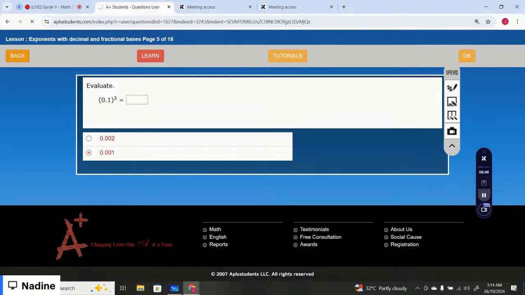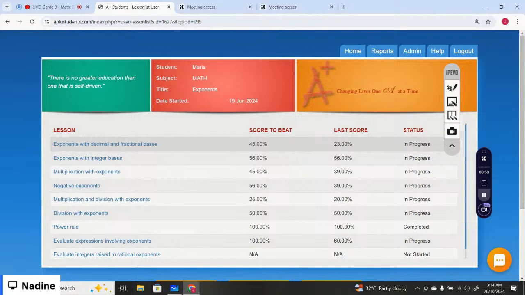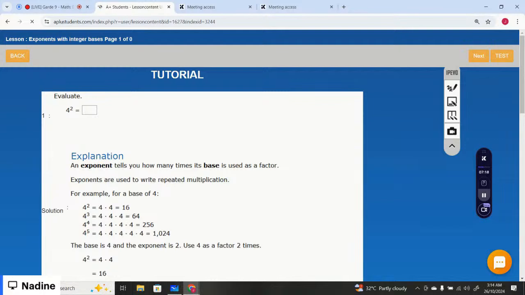Okay, you can complete the lesson by yourself later today. Let me just move on to next lesson. That is exponents with integer bases. Let's just start with the next lesson.